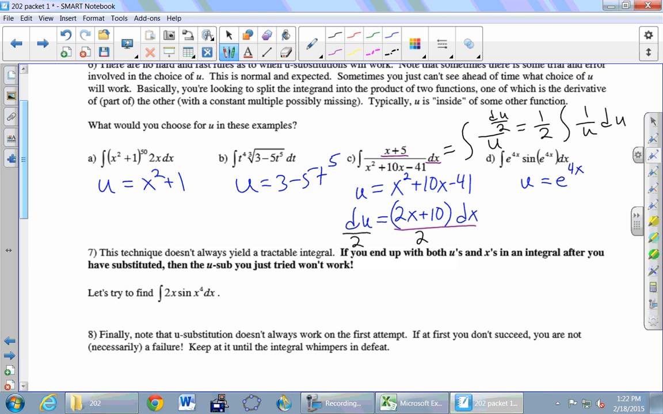Right, and so if we take a derivative here, what's the derivative of e to the 4x? It's e to the 4x times 4, and then don't forget that dx. So this piece right here becomes sine of u, and then everything else is basically your du, and there'll be a constant floating around.